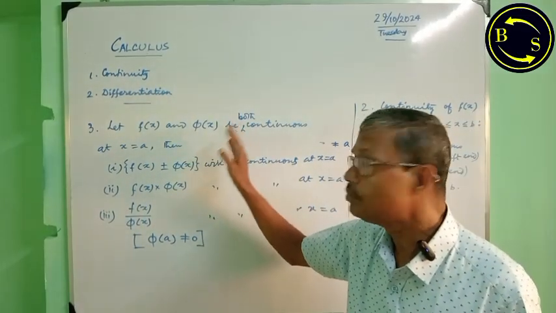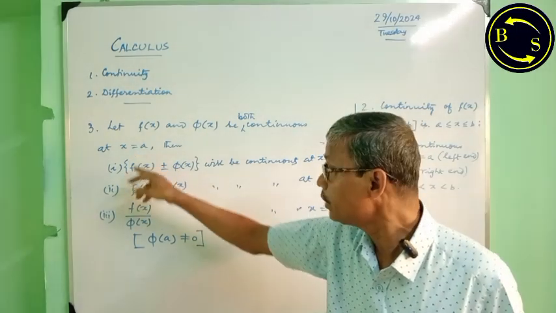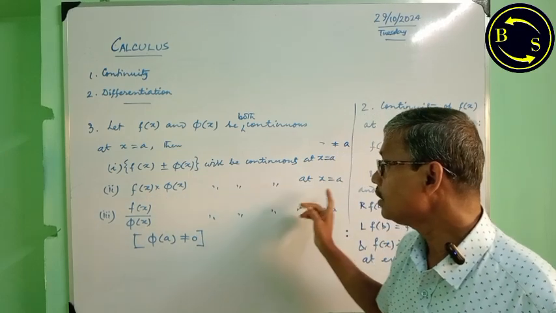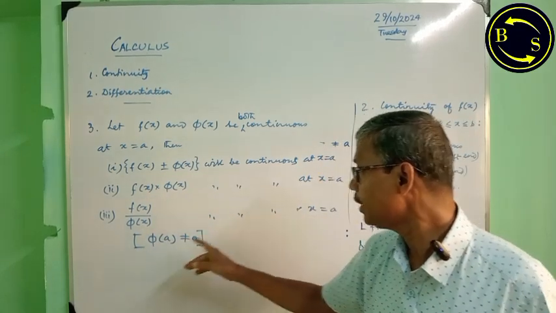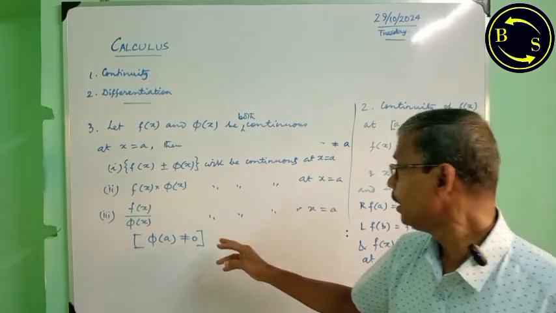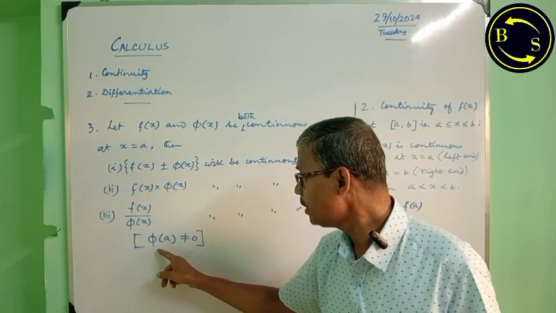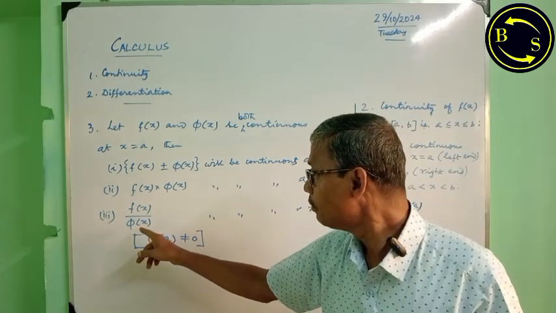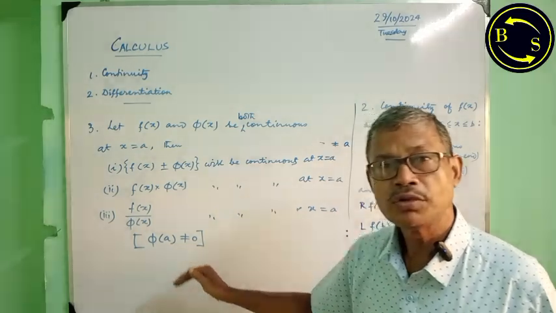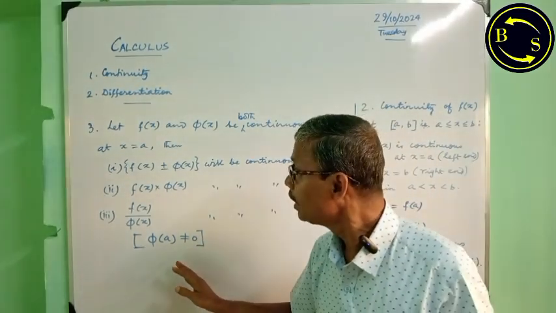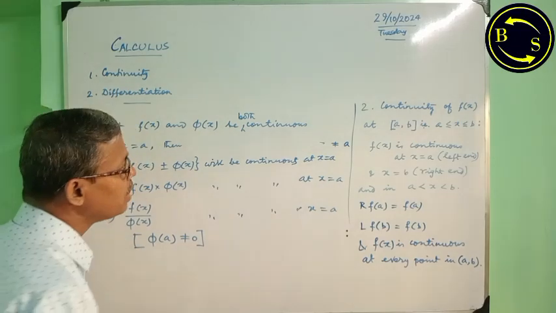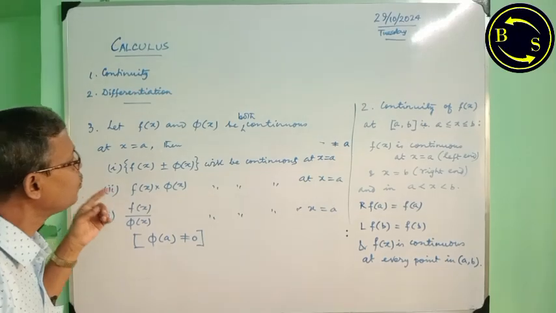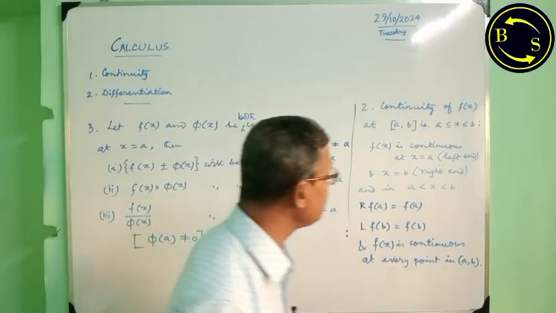If f(x) and phi(x) are two continuous functions at a given point, say x equal to a, then their sum or difference will be continuous, their product will be continuous, and their quotient f(x) by phi(x) also will be continuous, and there the restriction is phi(a) is not equal to 0. Also, the limiting values of phi(x) as x tends to a will be non-zero finite. Hence, we discuss here the properties of two continuous functions at the same point.